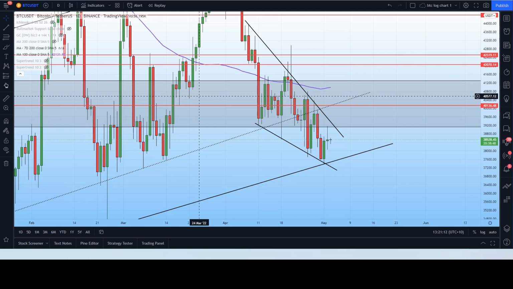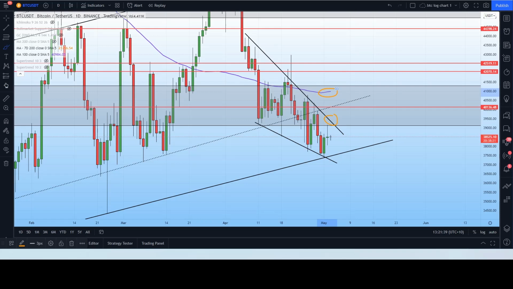So we've said we need to see a breakout of both the descending wedge as well as the 100-day moving average. I think I said something along the lines where we need to see a collective breakout of the descending wedge and a daily close of the 100-day moving average. I think that is what we need to see. So we need to see a break of this level here and a daily close above this level. If that occurs, that will signify we have some strength towards the upside.